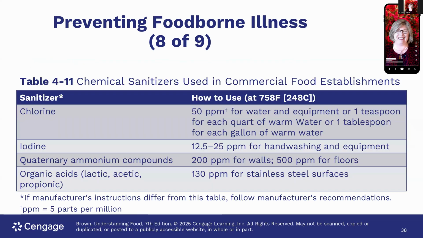Here are the potential chemical sanitizers that you can use, and these are used in commercial food establishments. First off is chlorine bleach, and you have to be able to have a test strip to make sure that you have the right strength so that you don't have too much or too little. And there are a few other chemical sanitizers in use. Iodine is one, quaternary ammonium compounds, organic acids.